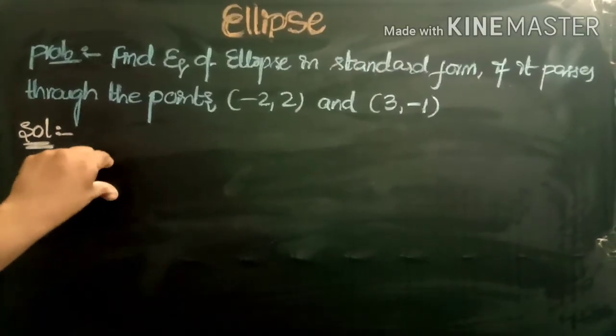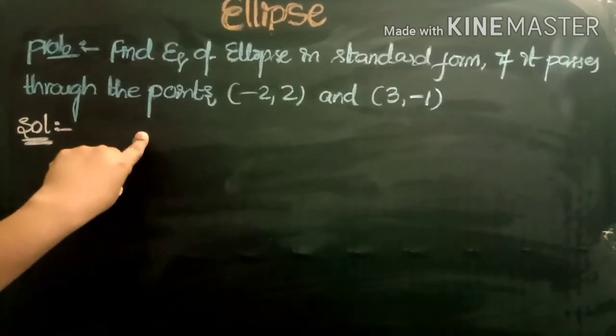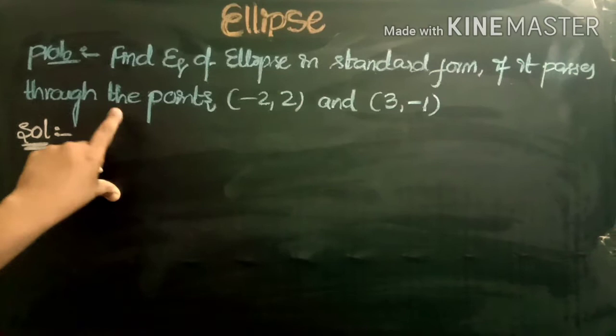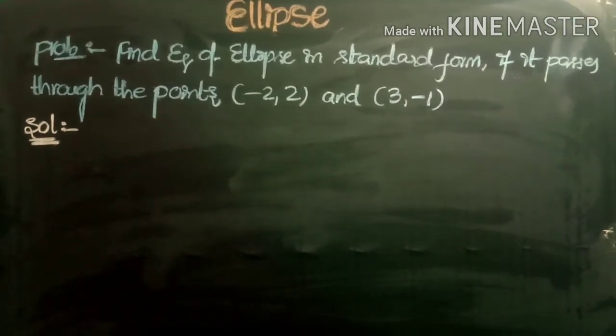Next problem: find the equation of the ellipse in standard form if it passes through the points minus 2 comma 2 and 3 comma minus 1. Find the equation of the ellipse. We want to find the equation of the ellipse. We can take any of the formulas.